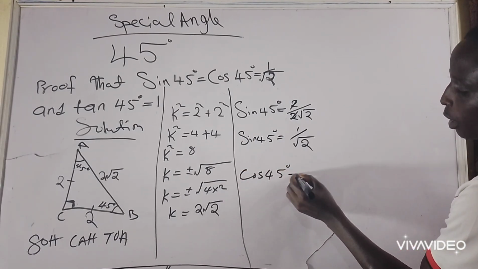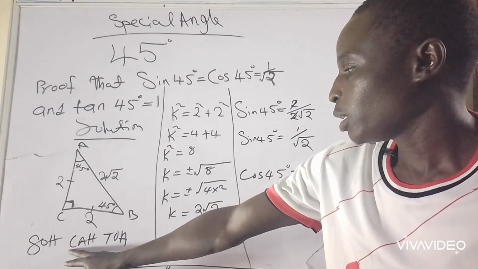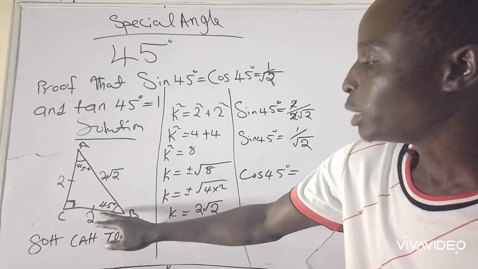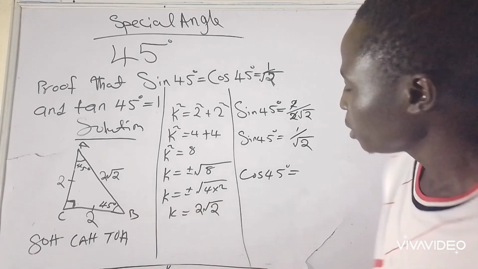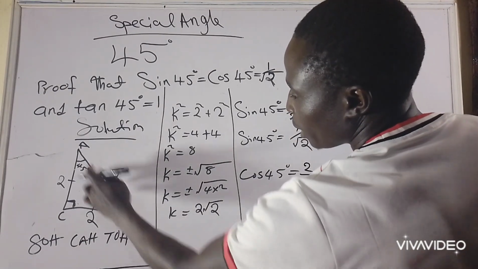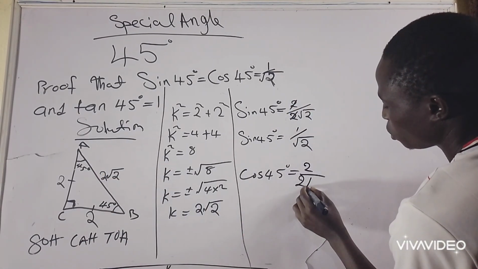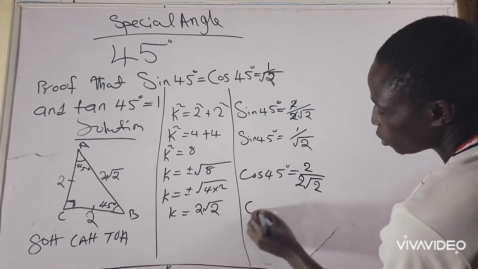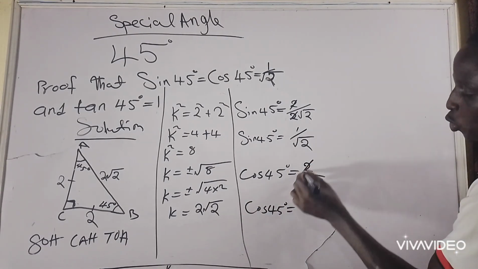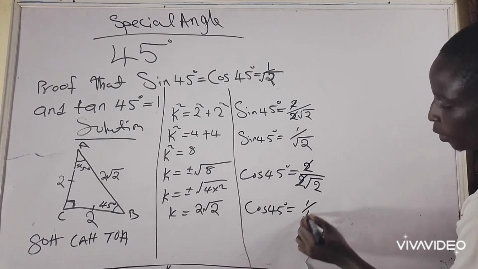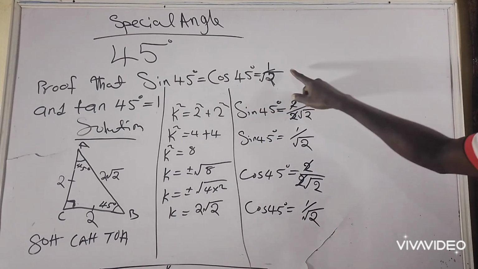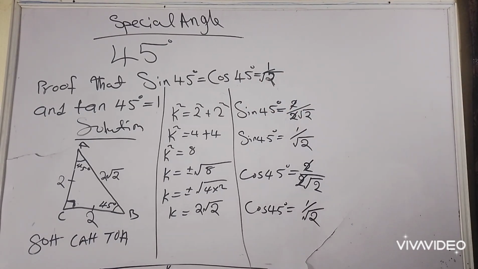So let's go for cos 45 degrees. Cos is the ratio of adjacent to the angle in question, which is this 2, over the hypotenuse, the longest side, 2 root 2. So cos 45 degrees is equal to 2 over 2 root 2; the 2 goes with the 2 to remain 1 over root 2. So we can see that cos 45 is the same thing as 1 over root 2.